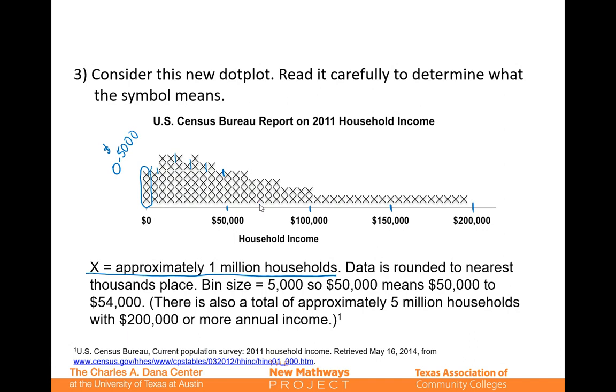It says there is also approximately 5 million households with 200,000 or more. So out here, if we do everybody out here, 200,000 or more, there would be 5 more X's, but they might be really spread out. We don't know where we would put those. There may not be 1 million between 200,000 and 205,000, so those increments might be really small.